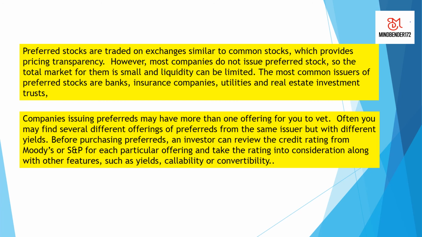Companies issuing preferred may have more than one offering for you to vet. You see, preferred stocks can come with different options. Often you may find several different offerings of preferred from the same issuer but with different yields. Before purchasing preferred, an investor can review the credit rating from Moody's or S&P for each particular offering and take ratings into consideration before other features such as yield, reliability, callability, and convertibility.